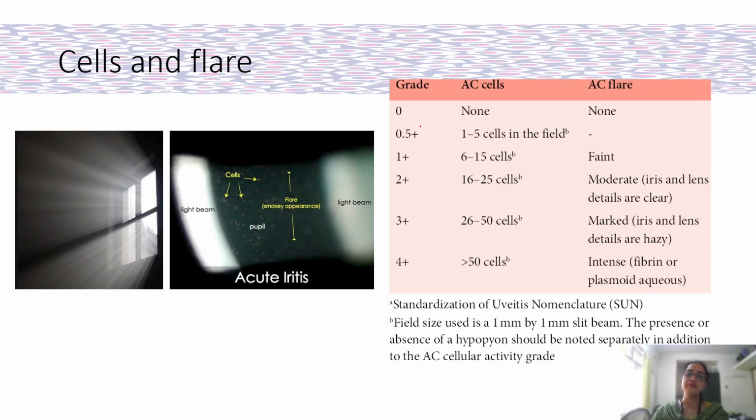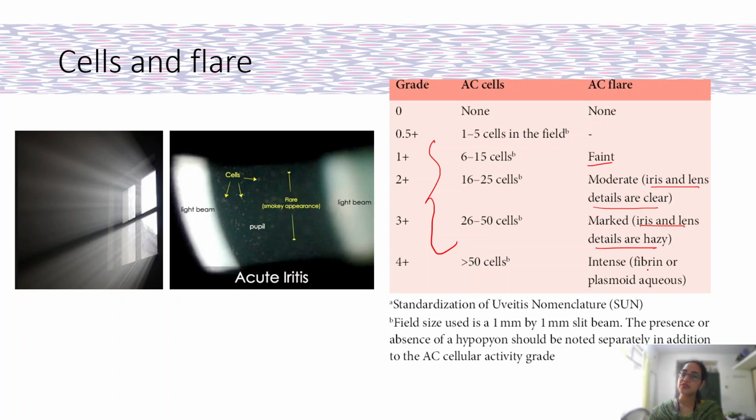So how do you grade them? We count these cells in this 1 by 1 mm, and approximately, depending on the number of cells, we grade them. So this grading helps you know the intensity of inflammation. Also it helps to follow up. Suppose today the patient is 3 plus and tomorrow it's 1 plus after adding steroids, then you know he's doing better. Then how do you grade flare? So grade 1 is faint, grade 2 is moderate when the iris and the lens details are still clear. Grade 3 is marked when the iris and the lens details are hazy, but you can actually see the iris and the lens.